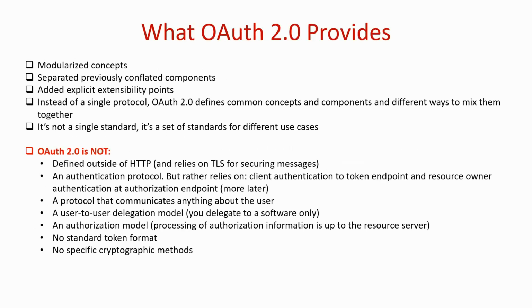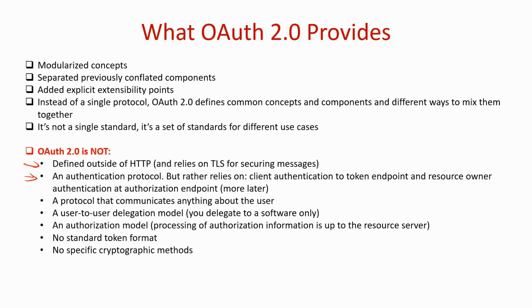It is necessary to know what OAuth 2.0 is and what it is not. What it is not is that it's not defined outside of HTTP. That means it only works on top of HTTP and relies on TLS for securing the messages. That means it is not encrypting anything itself. OAuth 2.0 is not an authentication protocol. It's not a protocol, it's rather a framework. It's a framework that allows client authentication to the token endpoint and resource owner authentication at the authorization endpoint, as we will see. It's not a protocol that communicates anything about the user.